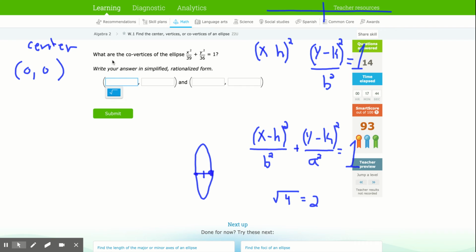Okay, co-vertices. Co-vertices use the smaller of the two numbers. So 39 is bigger than 36. So now my co-vertices are going to be above and below the center, because the y squared, this ellipse is open longer than it is wider. But take the smaller number, square root it, that's 6, and I'm going to add 6 to the y because that's the number above it. So I'm going to have 0, negative 6 as one co-vertex and 0, positive 6, because the center was 0, 0.